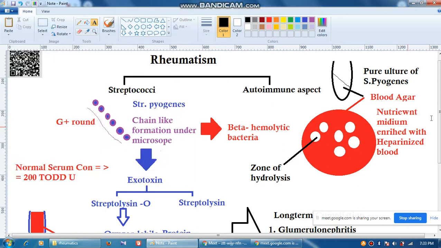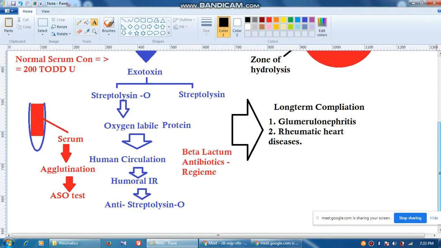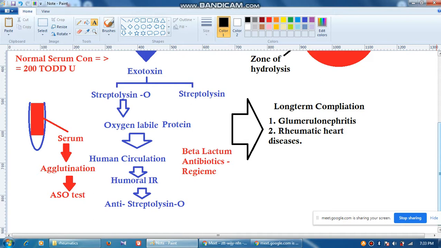So what happens is, the long term complications are these. Now these are also some kind of immunological response. Why? Consider that we are having this, the thing that I wanted to show you.